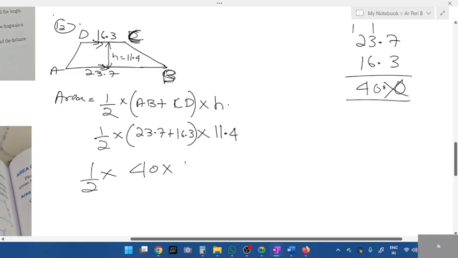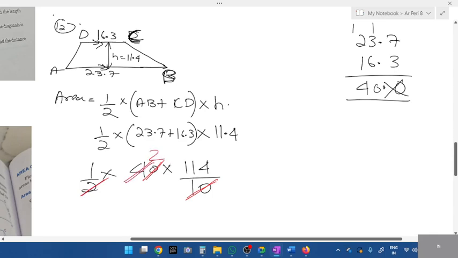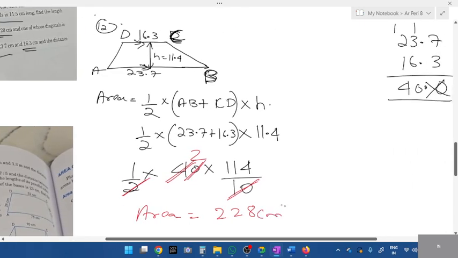If I remove the decimal, 114 divided by 10. See, if you do it like this, look how simple the calculation is, students. Remove the decimal, 114 by 10, 10 and 10 get cancelled. 2 fours are 8, 2 ones are 2. What is the area? 114 into 2 is 228, and is it centimeter or meter? Centimeters. For area it is centimeter square. Is it clear?